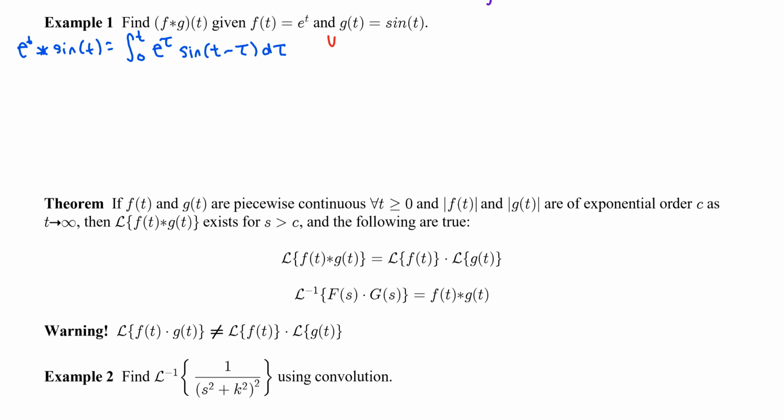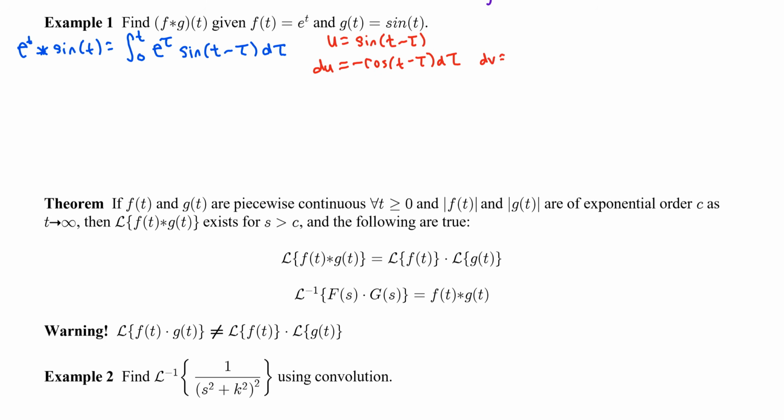Let's choose u equal to sine of t minus tau, so that du, the derivative of sine with respect to the variable tau, is cosine of t minus tau, times, according to the chain rule, the derivative of the argument. The argument is t minus tau, the variable there is tau, so I'm going to multiply this by a -1 d tau.